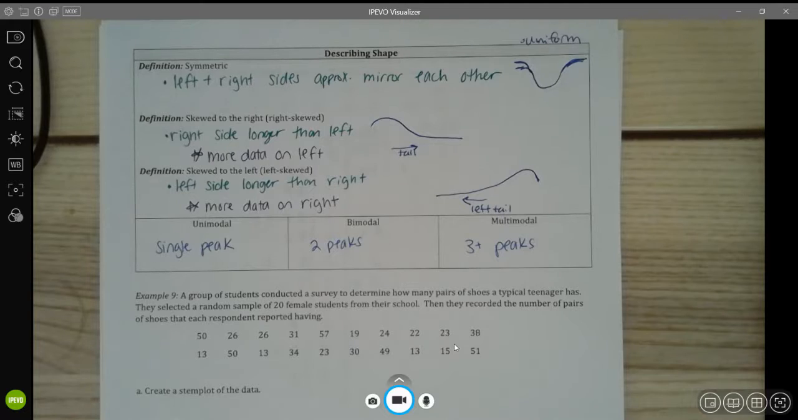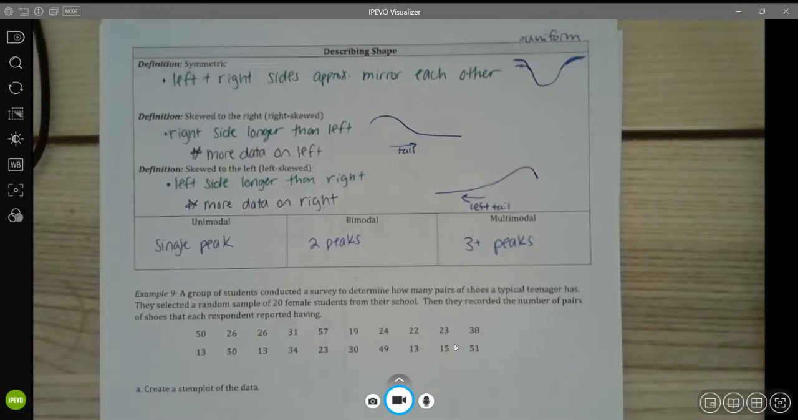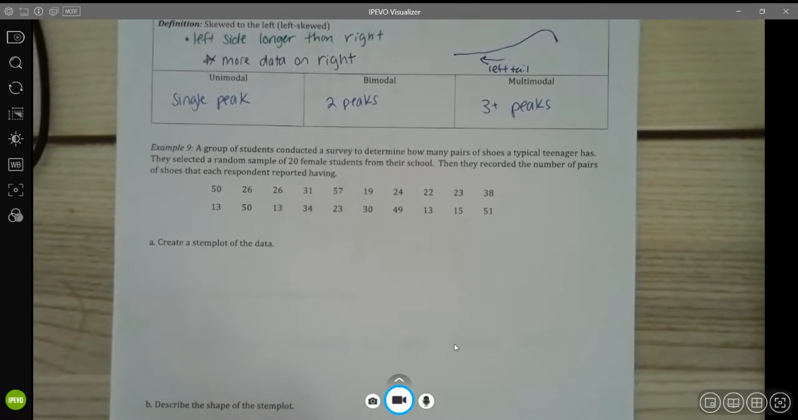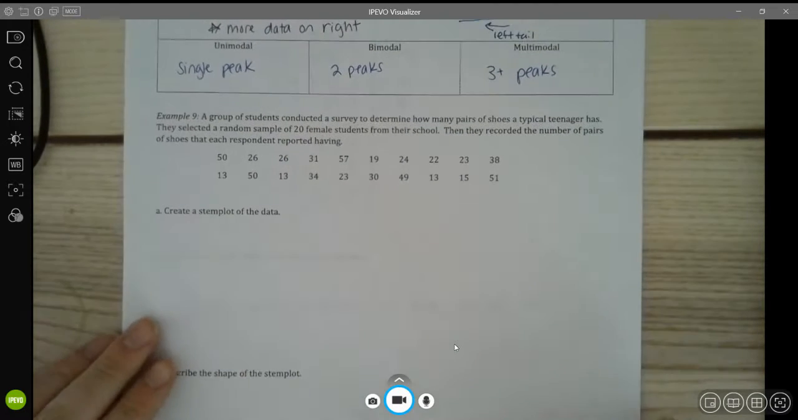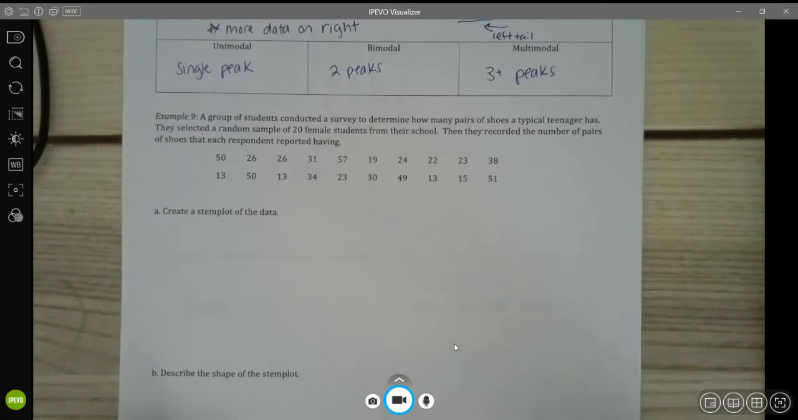Okay, let's talk about example 9. Wow, excuse me. We're talking about students, and they conducted a survey to figure out how many shoes a typical teenager has. We're looking only at female students right now. We'll look at the male data on the next page. The first thing we're going to do is create a stem plot. You have probably created stem plots a long time ago, so let's remember if we haven't already. Sometimes they are called stem and leaf plots, and we use them a lot in statistics.